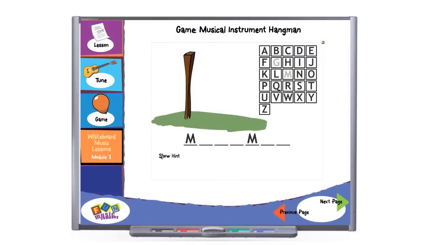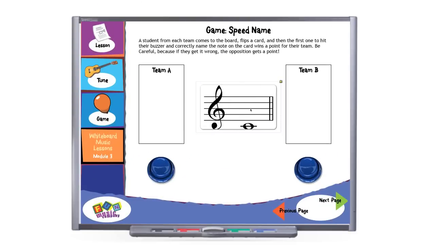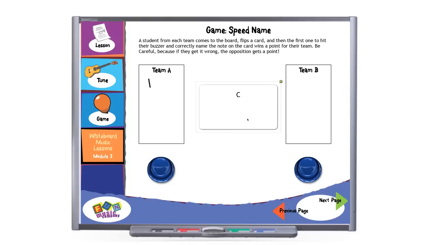Here, in this hangman game, students take turns to guess letters of common and not so common musical instruments. In this rhythm values game, they'll take turns coming around to the board, rolling this dice and recording the number of beats that corresponds with the value of the notes shown. And in games like this speed name, a member from each of the teams comes to the board and has to be the first to hit their buzzer when the card is turned, so they get a point for their team. In all of these examples, it's not just one player versus the computer, it's the whole class engaged in the whole learning process.